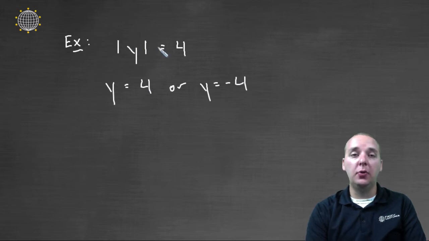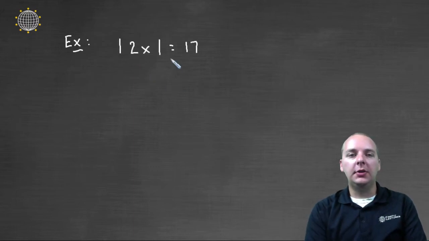The absolute value of 4 is 4, and the absolute value of -4 is also 4. So you have two solutions to this equation, and that's totally natural. A lot of these examples you'll have multiple solutions. All right, here's our next example.